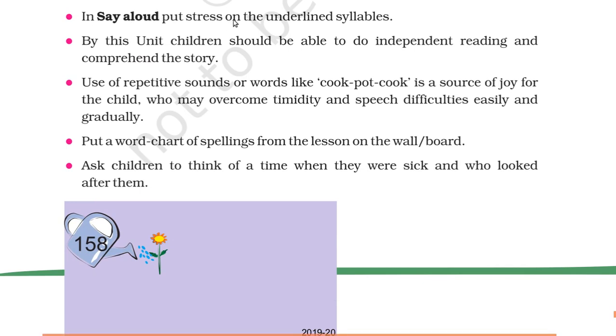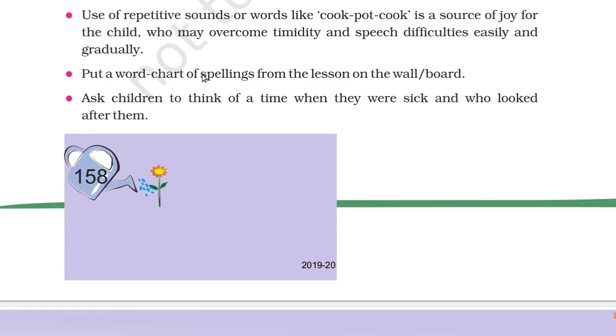Say aloud, put the stress on the underlined labels. By this unit, children should be able to do independent reading and comprehend the story. Use the sounds or words like cook, pot. Cook is a source of joy for the child who may overcome anxiety and speech difficulties easily and greatly.